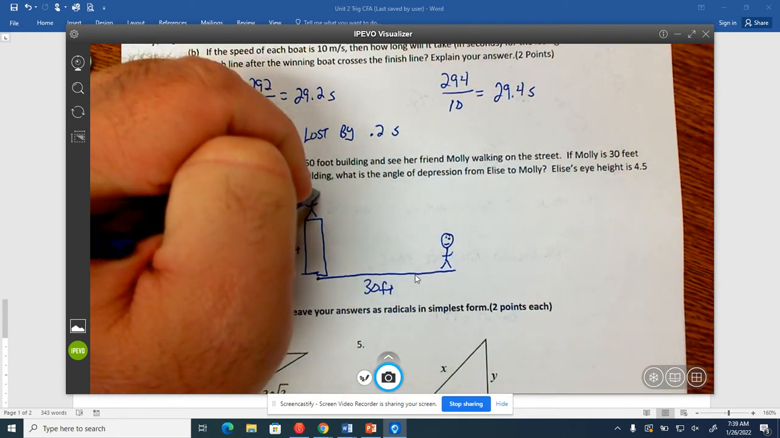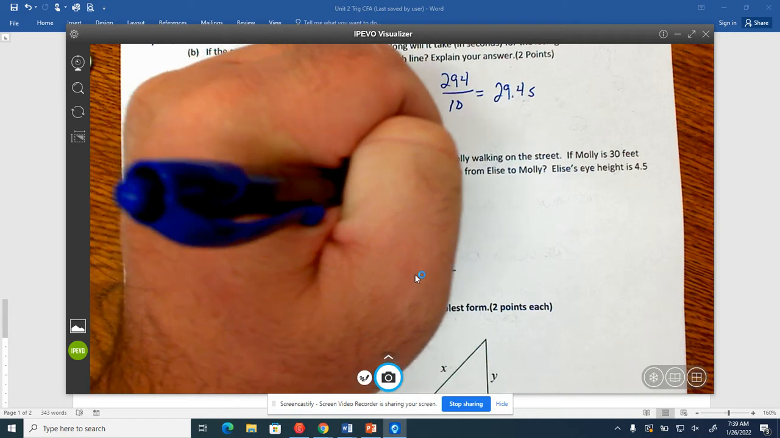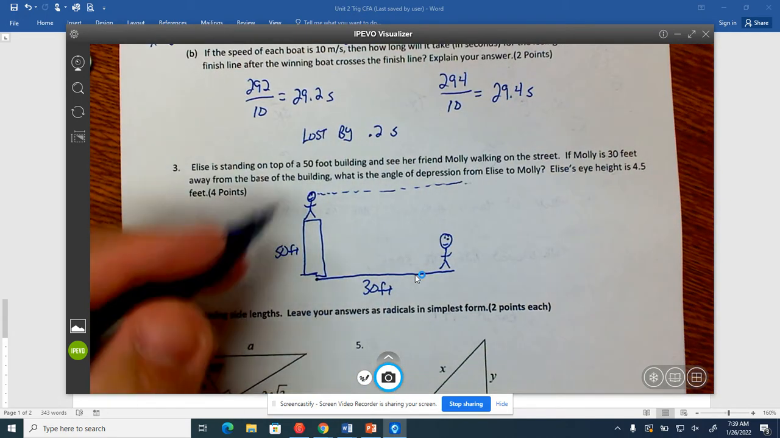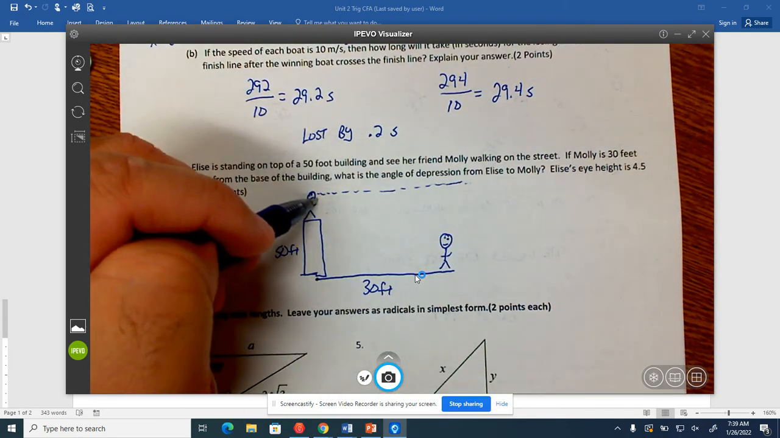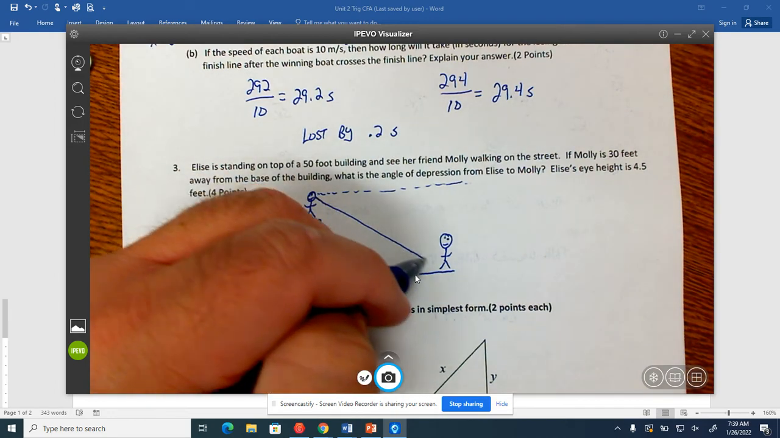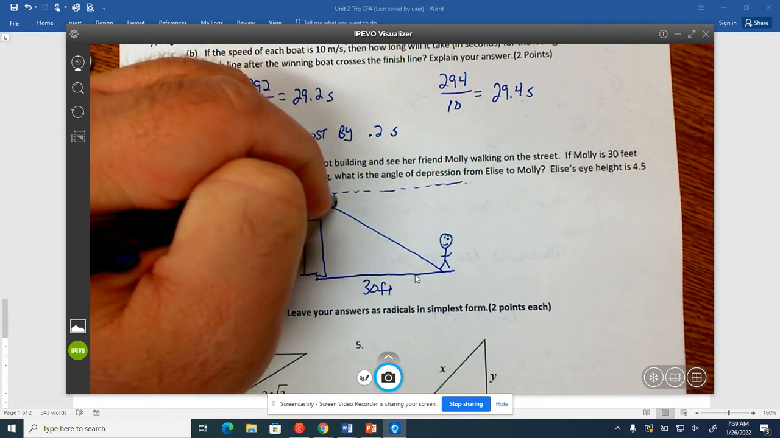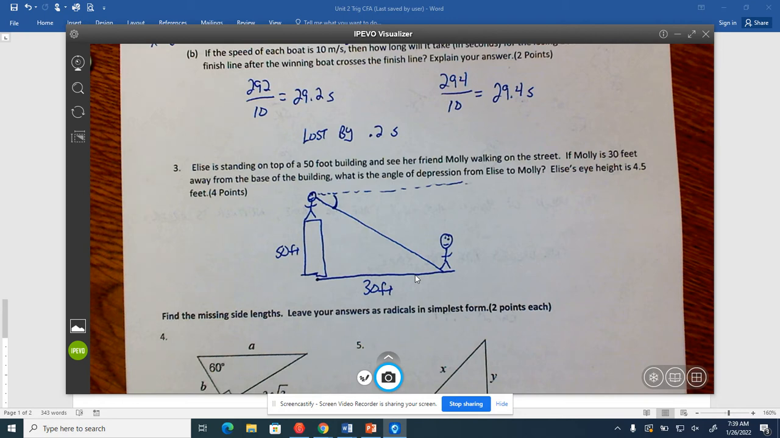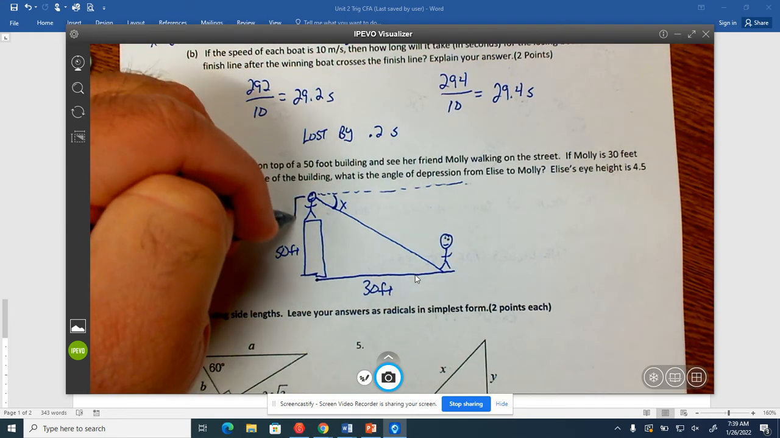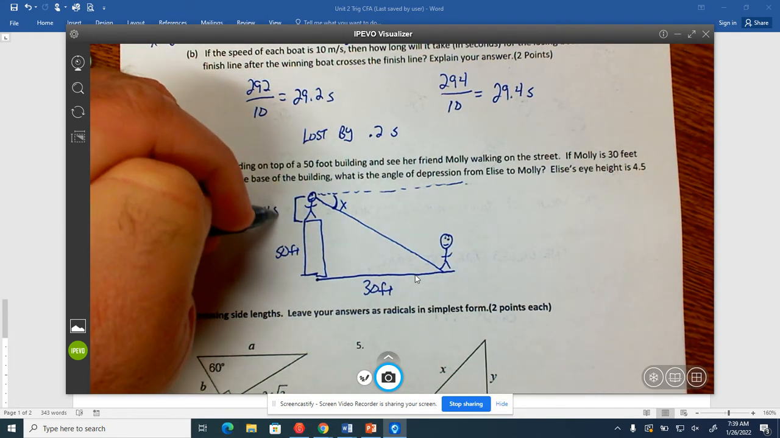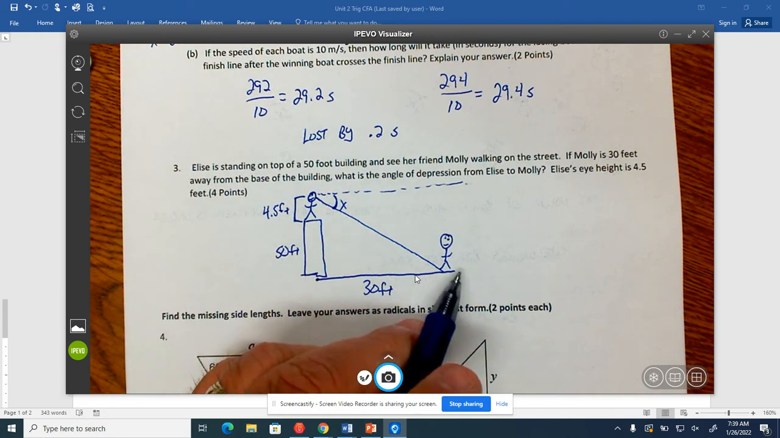Now remember, angle of depression, I have a sight line that I start out with. The angle of depression is this right here. It's from the sight line down. Angle of elevation is from sight line up. So this is the angle I'm looking at. And Elise's eye height is 4.5 feet. Some of you tried to put that on Molly.